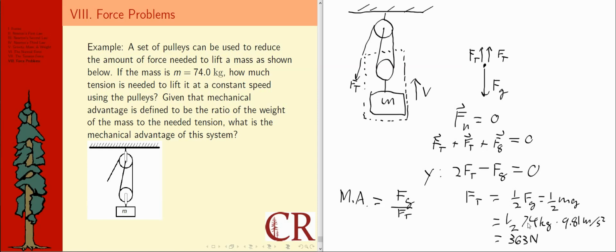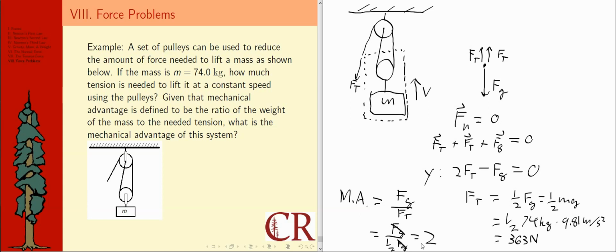Well, the thing to notice is that the tension was equal to exactly half of gravity, and that means these two can cancel, and 1 over 1/2 simplifies to 2. So my simple answer for that second question is just the number 2 is the mechanical advantage.